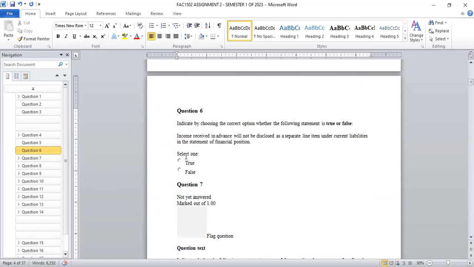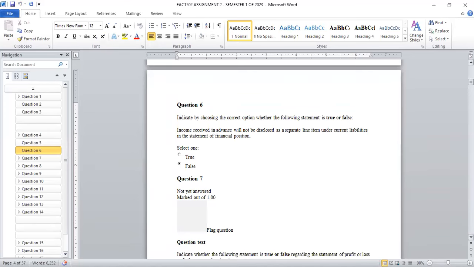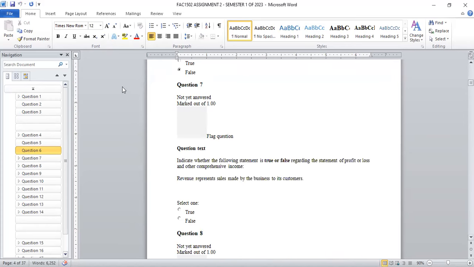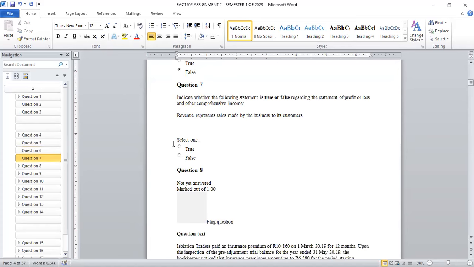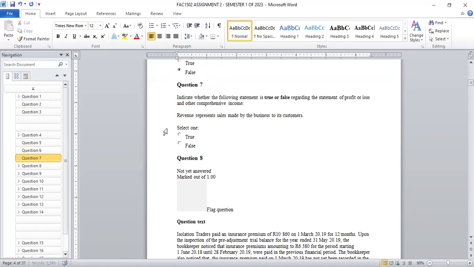I think this one was the same statement question. Income received in advance will not be disclosed as a separate line item. That's false. That is the same statement, so I will just continue. Question 7. Please stop me if you have not understood.